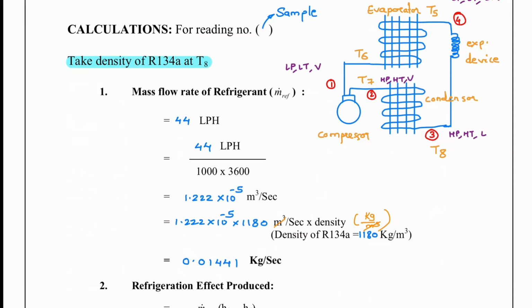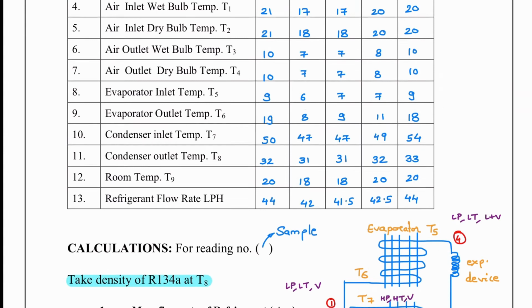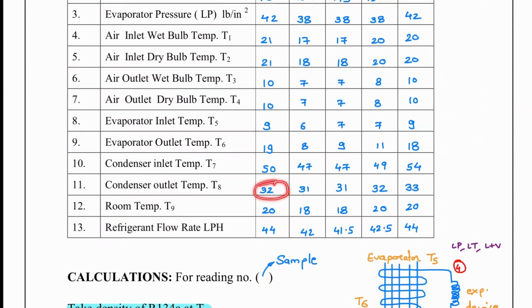Now in order to get the density of R134A, I have already told you after the condenser we have the rotameter, and after the condenser the refrigerant is liquid. So we have to see at T8 temperature what is the density of liquid R134A refrigerant. What is the T8 temperature? T8 temperature is 32 degrees Celsius.